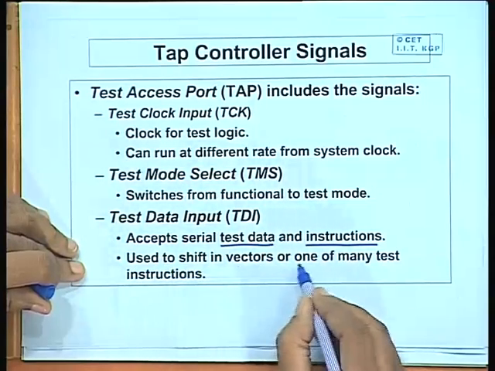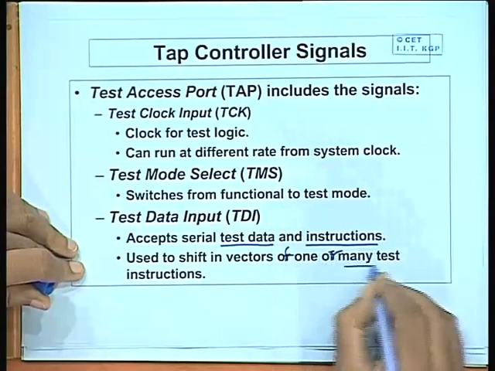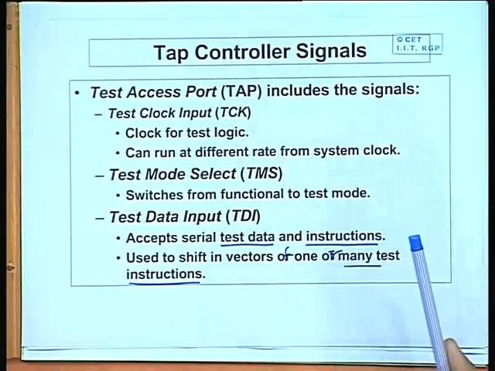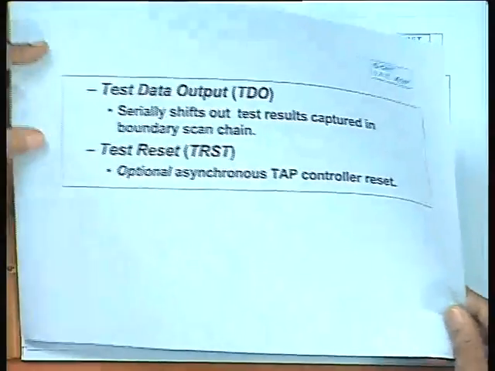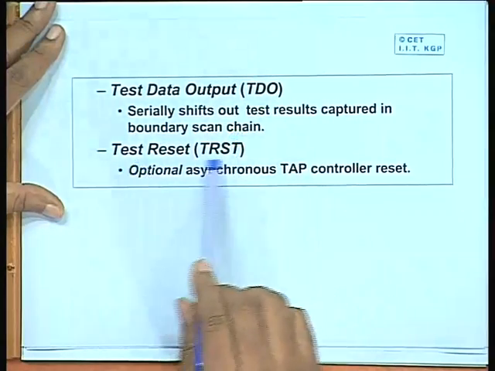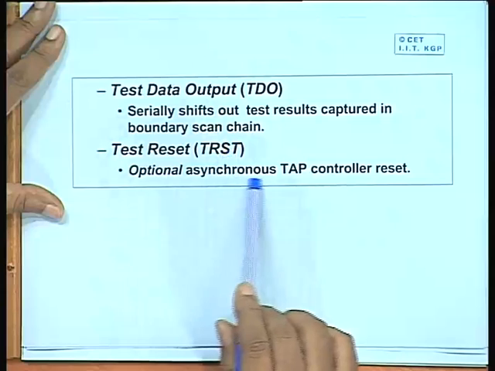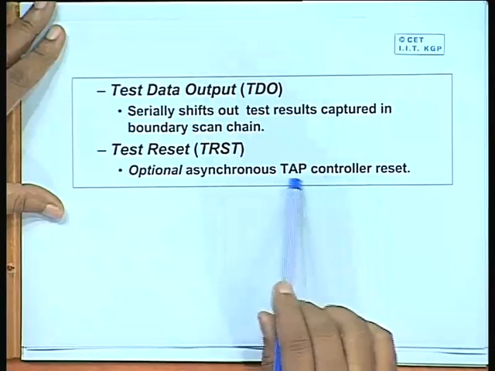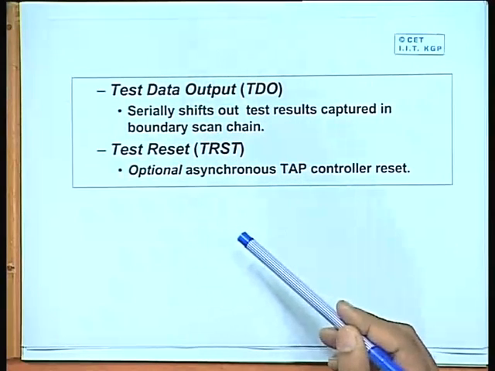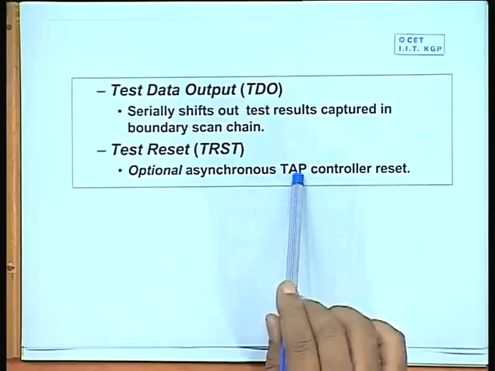You can use it to shift in vectors of one or many test instructions. So, you can basically shift in data which can go to one or more than one such boundary cell modules together. There is a test data output which can serially shift out the results. There is a test reset. Well, this is optional, where just using which you can reset the tap controller, because tap controller may be in some state, you want to reset it and you can start a new testing cycle. So, this test reset is a signal using which you can reset the tap controller FSM.